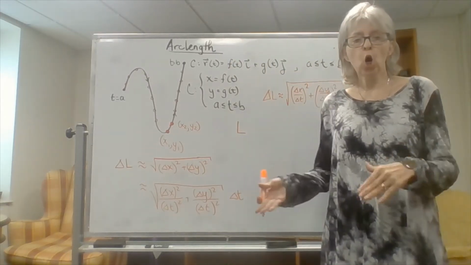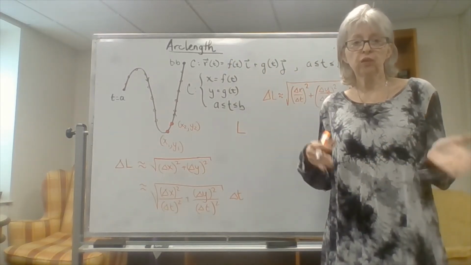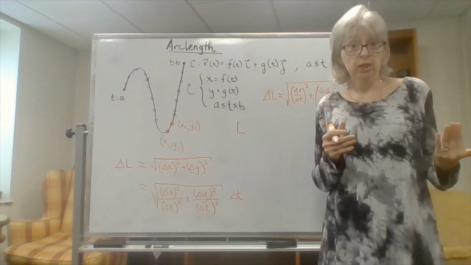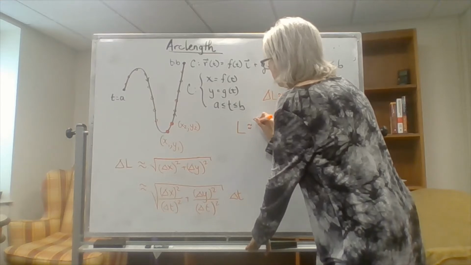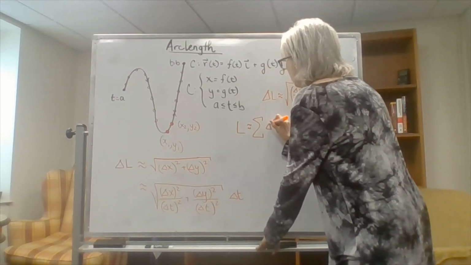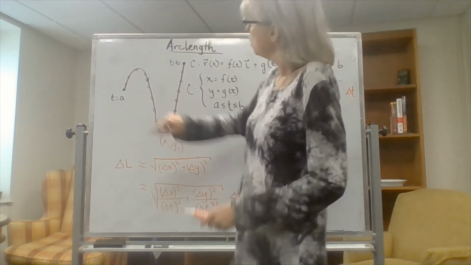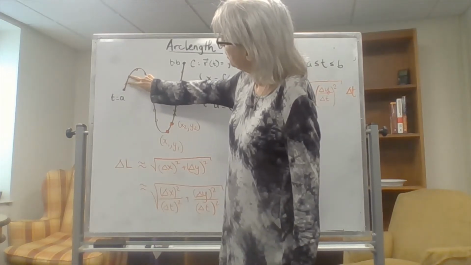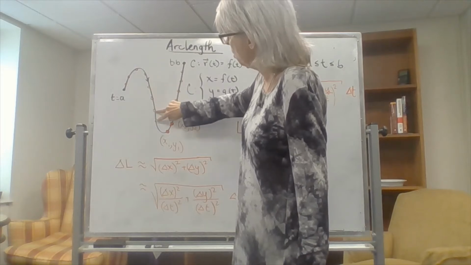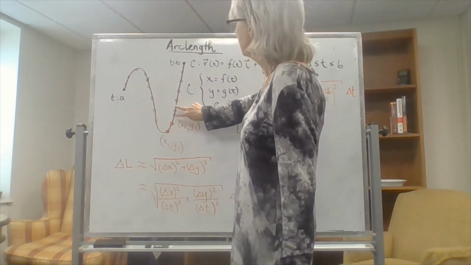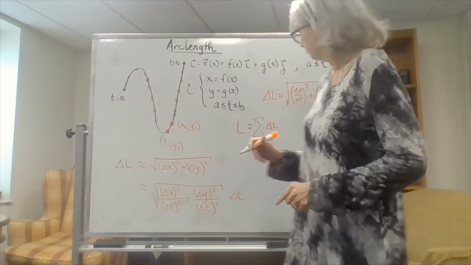Since I'm saying arc length for curve length, we use L. It's approximated by the sum of all of those delta L's from here to here, here to here, and so on. Add up all those little distances, and I get an approximation.